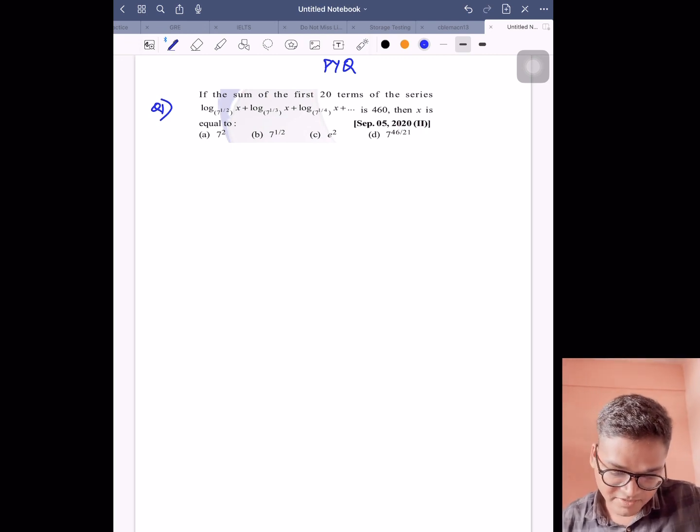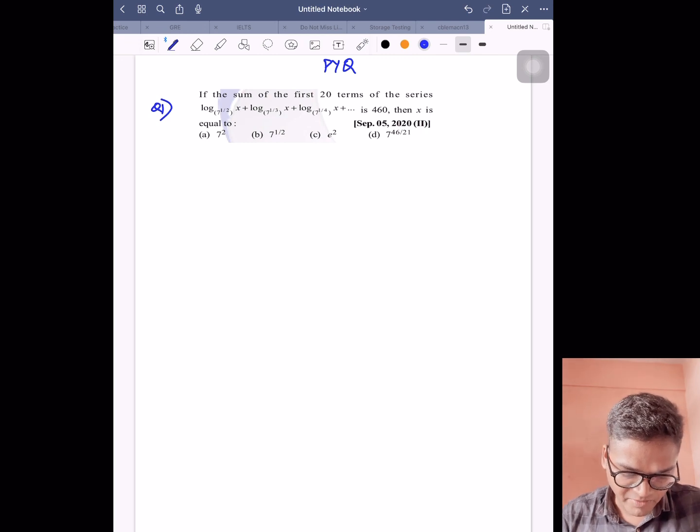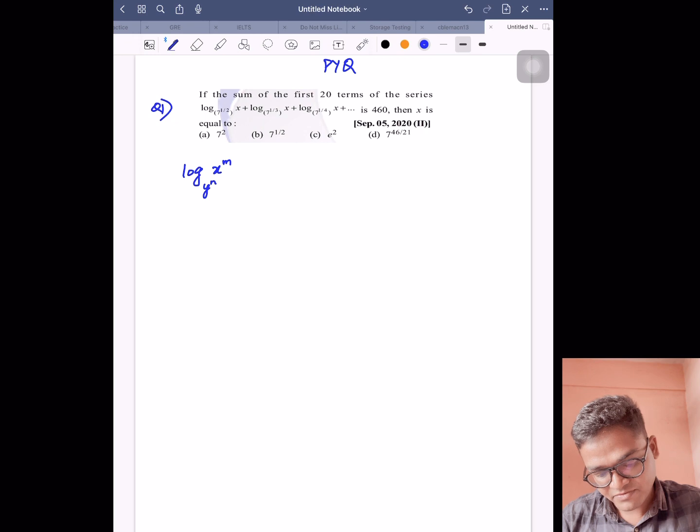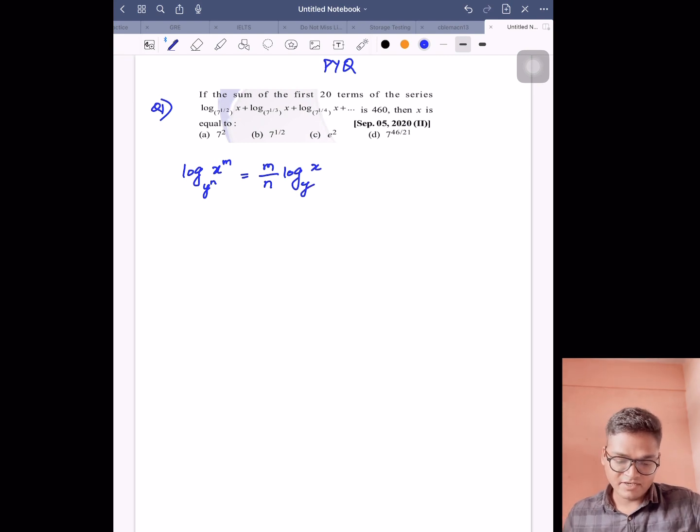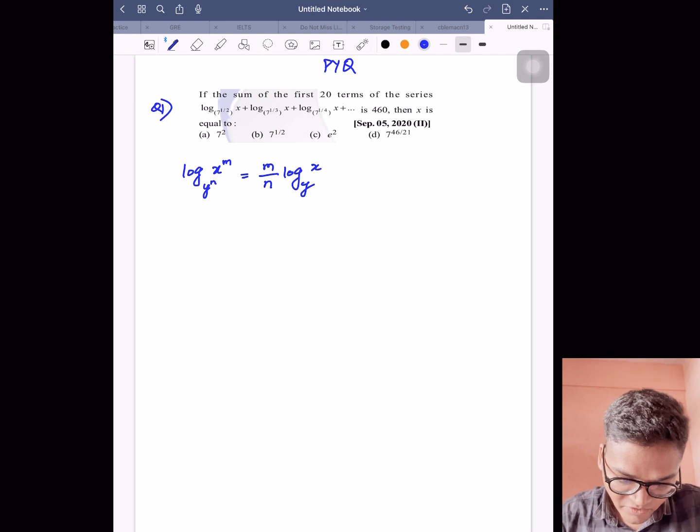So if you see here, the sum of n terms is given, 20 terms is given. So we try to find whether it is an AP just by simplifying using the properties of logarithm. I hope you know some of the properties. Log x power m to the base y power n, what is the formula? It is m by n log x to the base y, right? I hope that one formula is enough to solve this question. So let's venture into this.